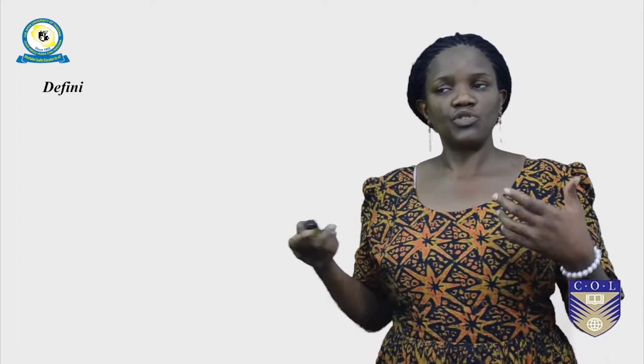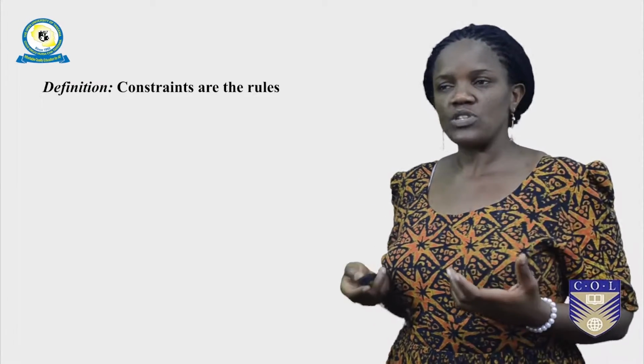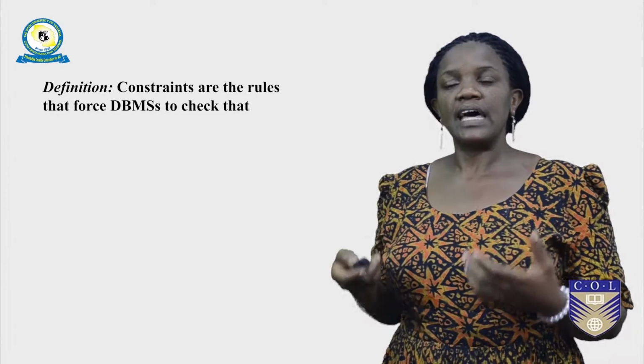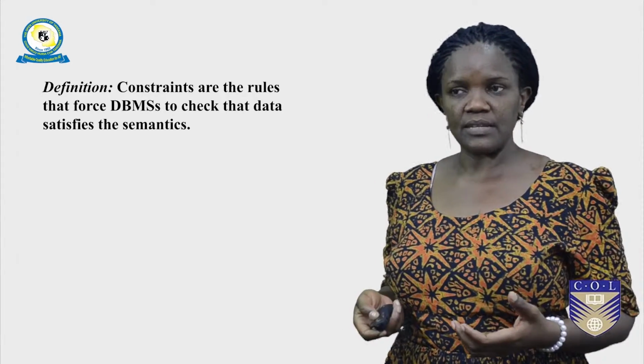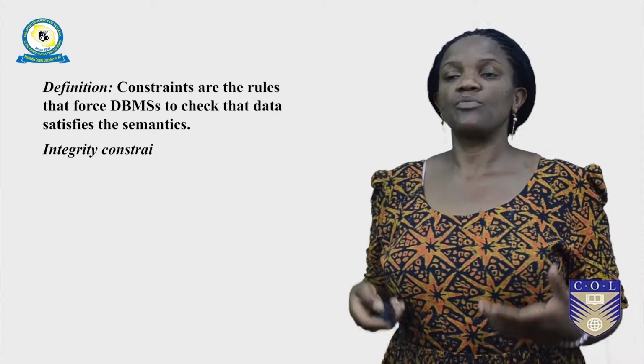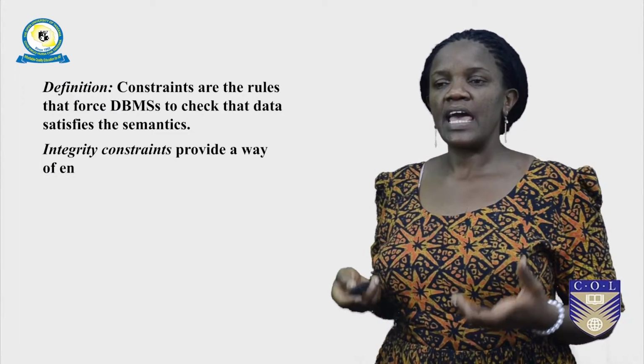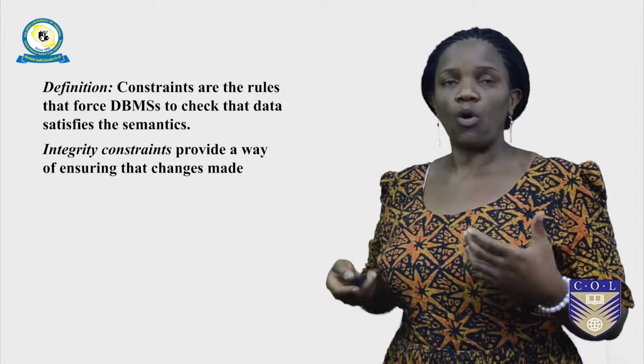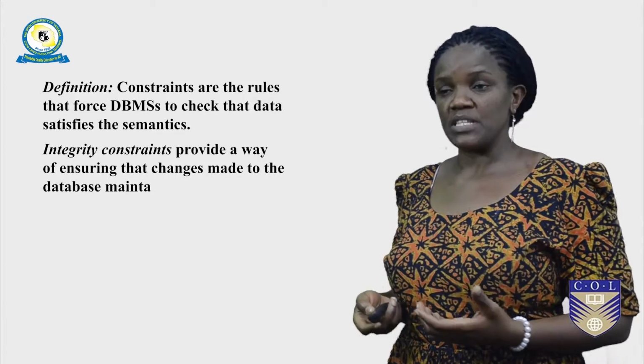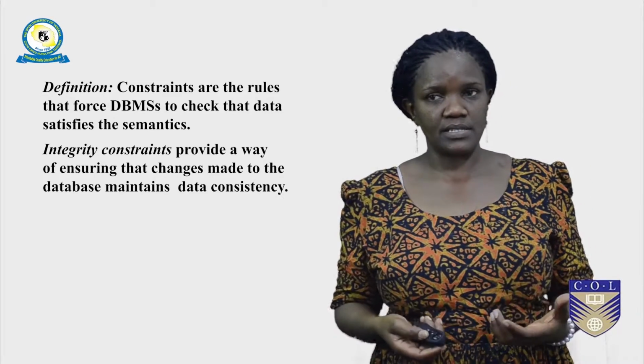Integrity constraints are there to ensure that the data in the database remains consistent throughout the update and the maintenance of the database. So what are the integrity constraints? Integrity constraints are the rules that force the DBMS to check that data satisfies the semantics. Integrity constraints provide a way of ensuring that any changes made by authorized users to the database maintain data consistency.